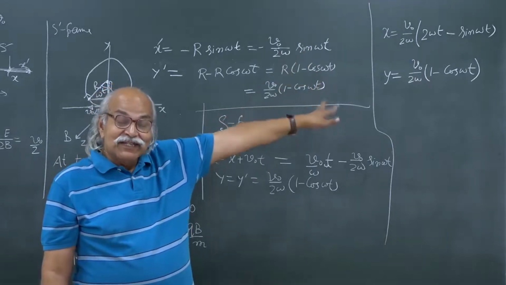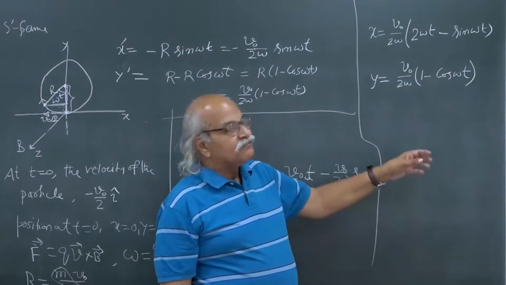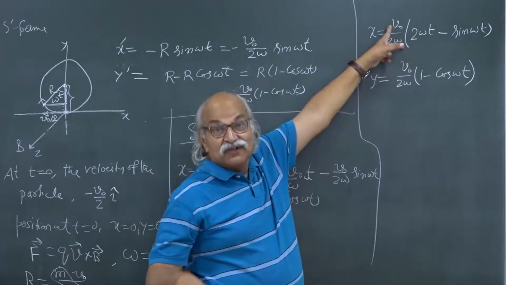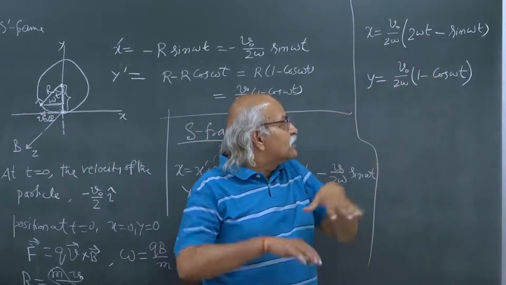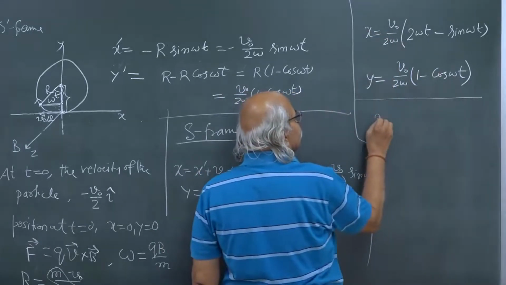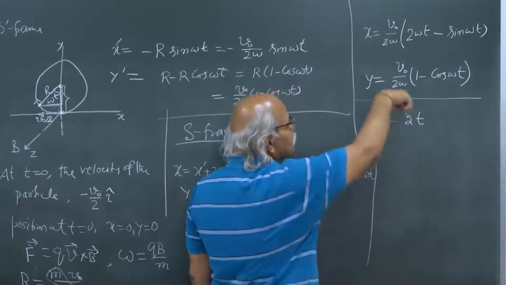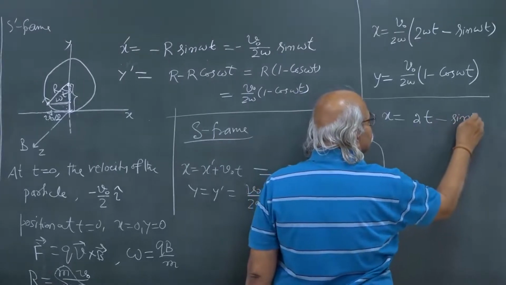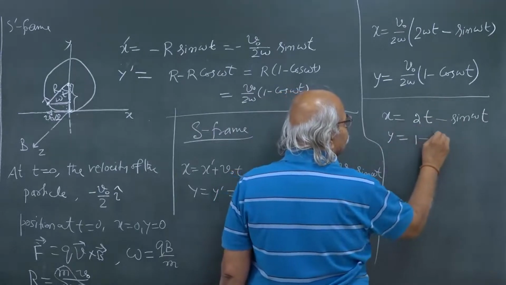So, let me once again show this curve on Desmos. For that, we will take this v naught by 2 omega, which is a constant, as 1 for Desmos. We have to give numbers there. And we will use omega t as the x scale. So, for Desmos, I will write x equal to 2t minus sin omega t, where t represents omega t, and y will be 1 minus cos omega t.